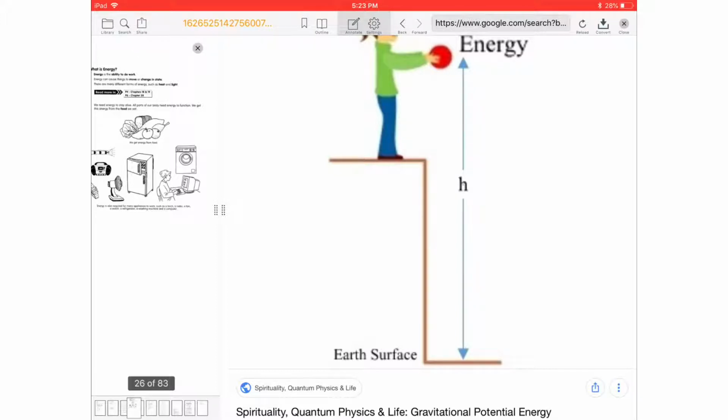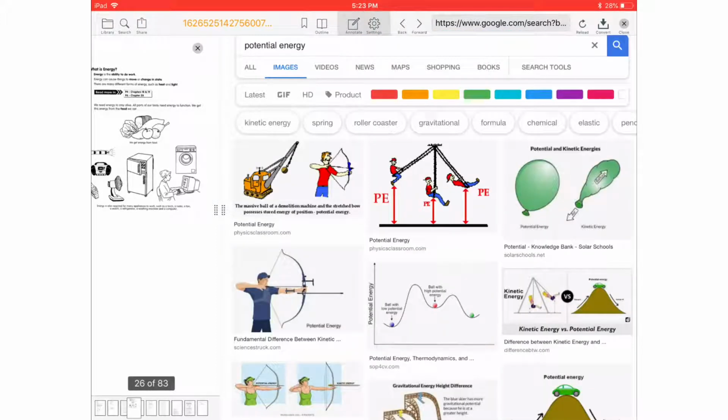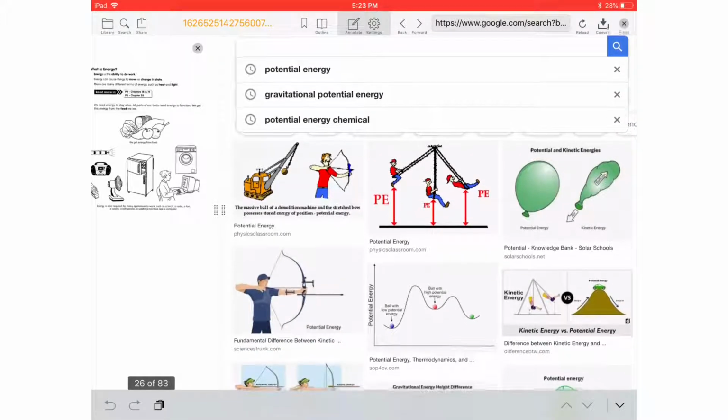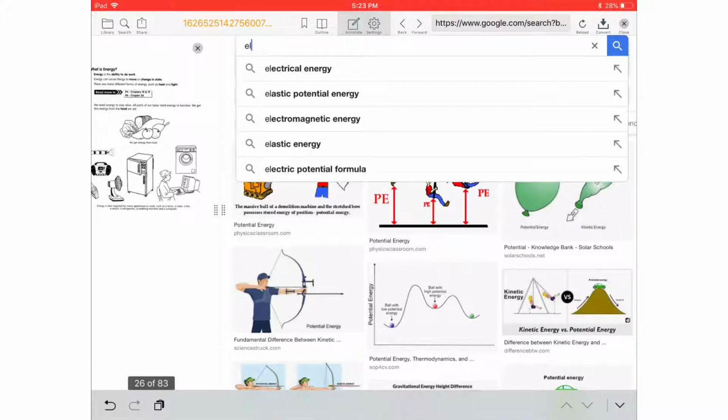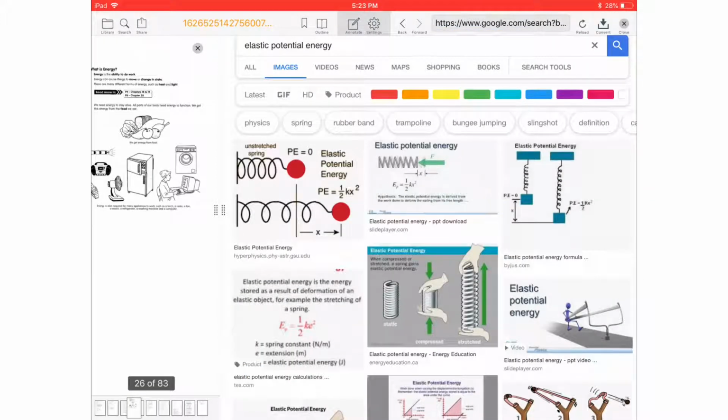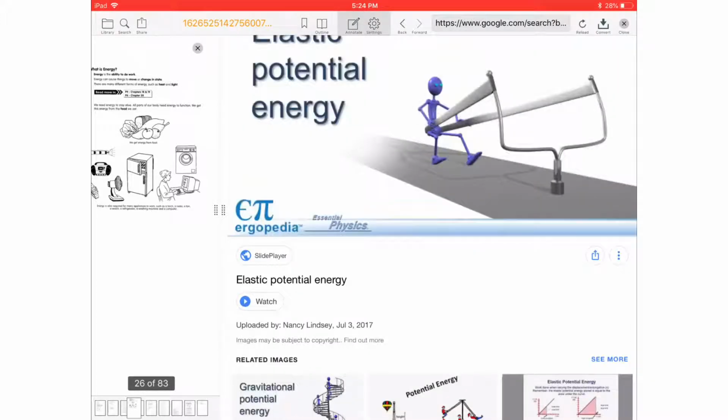Now there's one more potential energy. So far we talked about chemical and gravitational. There's one more. You cannot see, but you know it's there. Do you know what it is? It starts with letter E. Elastic potential. So it's got to do with springs or rubber bands.